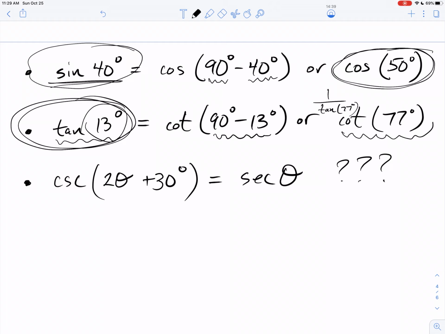So for example, take a look at this one. Now this one, cosecant of 2 theta plus 30 degrees equals secant theta. Well, guess what? These are variables now. They varied me. Now what? What the heck? What does this equal? Here is the universal truth for this. You just got to pick a side. It doesn't matter which side you pick, but here's the rule.